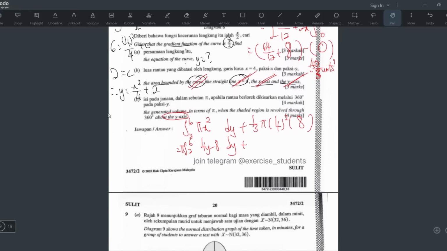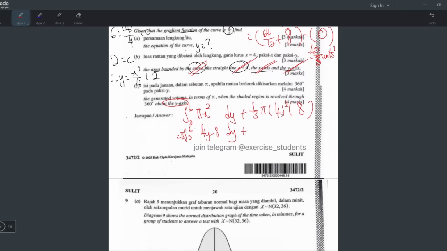All right, so 1 over 3, 4 squared is 16. 16 times 8 divided by 3, and that gives us 128 over 3 pi. You can use your calculator to help you with that. Now for this part, I will just integrate 4y, which is 2y squared, because integrating 4y is 4y squared over 2, right? I did it fast, so I straight away divide by 2 to get 2y squared.